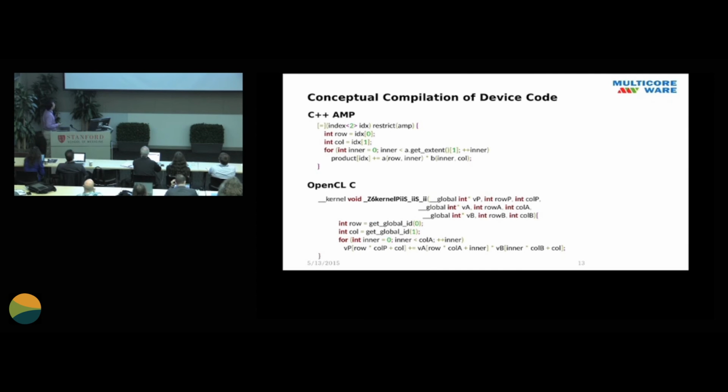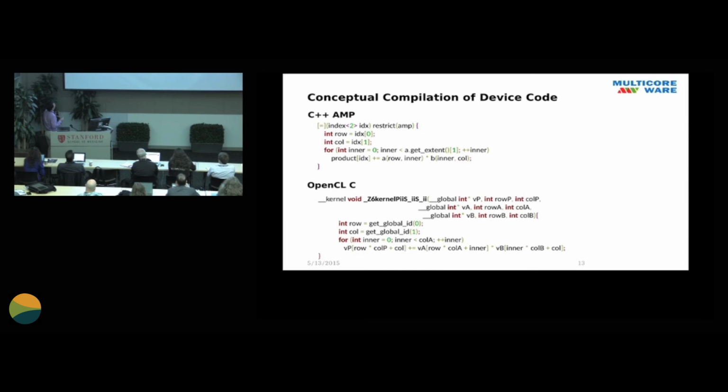Okay, so here I show you a conceptual compilation of device code. Here is a very simple matrix multiplication algorithm, and this is the conceptual compiled OpenCL C. The actual compiled OpenCL C code will be much more ugly, because there are some more details on the implementation side. So let's take a look at what I said earlier.